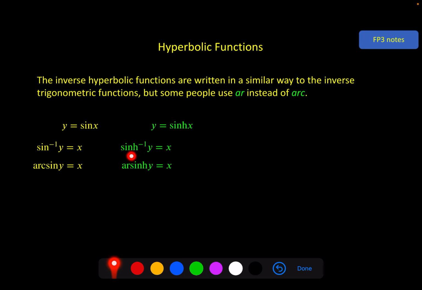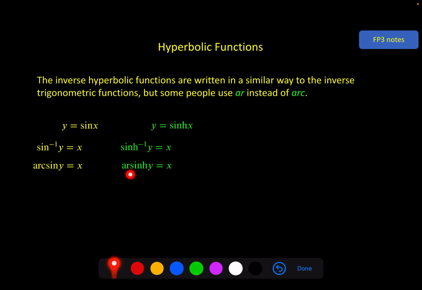And of course, this is very different to 1 divided by sinh, which we call cosec. So arsinh is quite a common way to see this written. It's written like this in your formula booklet, and you will probably find it written like this in the exam as well.